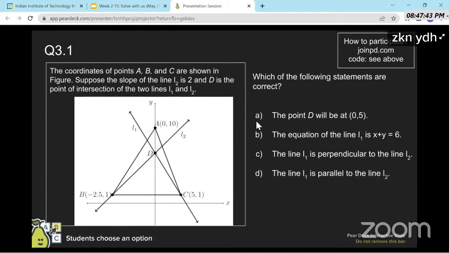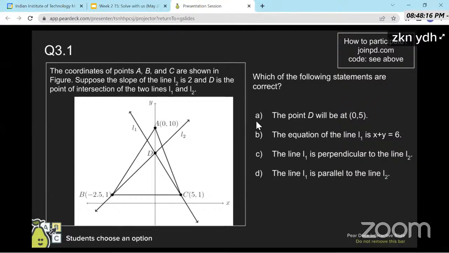After getting (0,6) and C equal to (5,1), I used the two-point form to find L1, to see whether they are perpendicular or parallel to L2. The equation of L1 is x plus y is equal to 6. The other options are actually not satisfying. So my answer is B, sir.